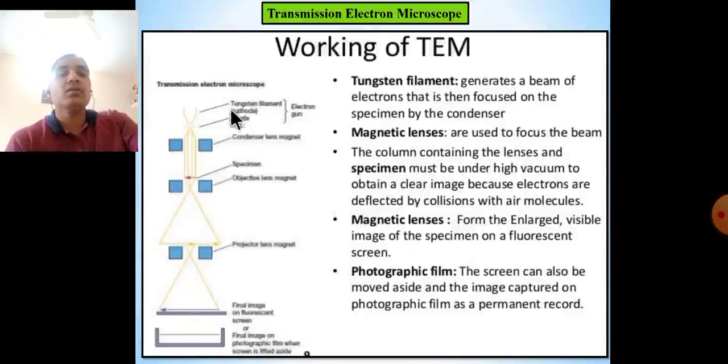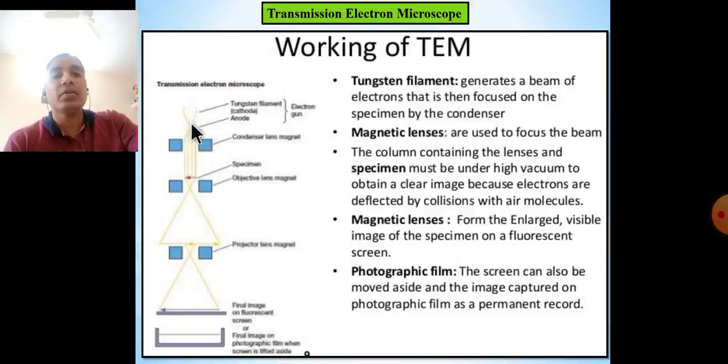Working of TEM. In this block diagram of the TEM: tungsten filament and anode, which together are known as the electron gun, then condenser, specimen, objective lens, projector lens, and finally fluorescent screen and photographic film. The tungsten filament generates a beam of electrons that is focused on the specimen by the condenser.